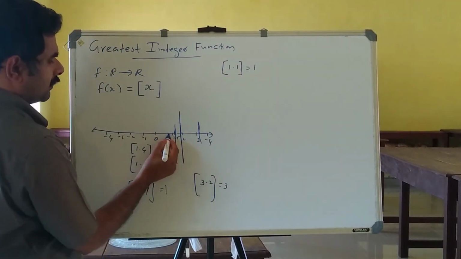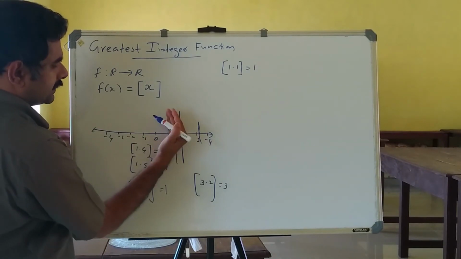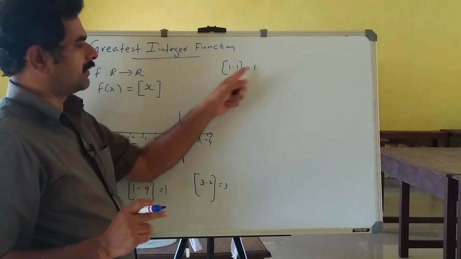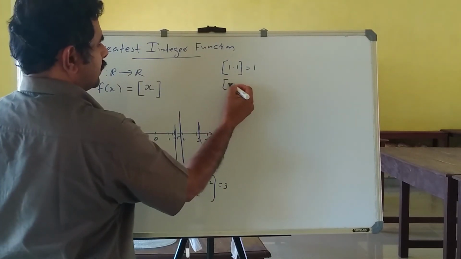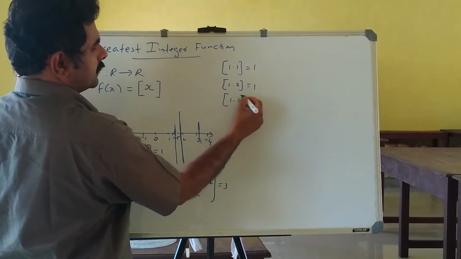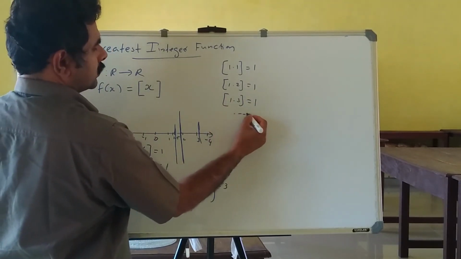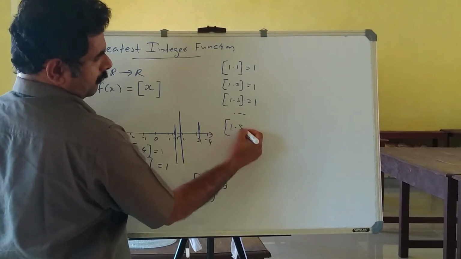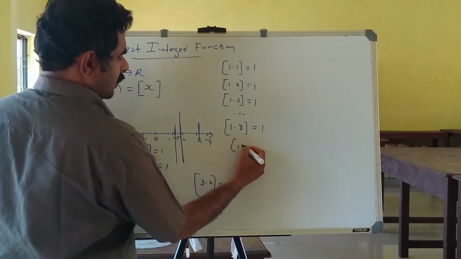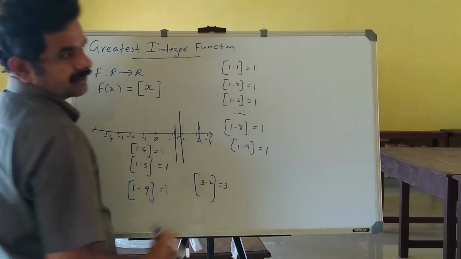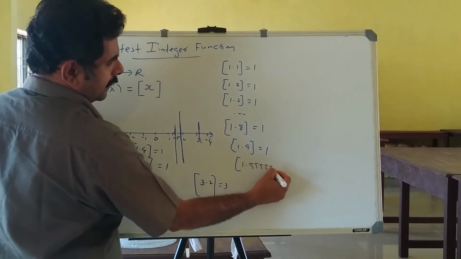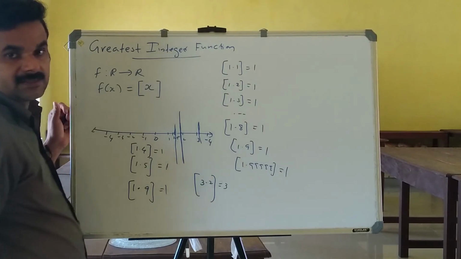Generally, what is the greatest integer value of 1.1? 1.1 is here. Up to this, the biggest integer is 1. So, greatest integer value of 1.1 is equal to 1. Greatest integer value of 1.2 is 1. Greatest integer value of 1.3 is equal to 1, and so on. Greatest integer value of 1.8 is 1. Greatest integer value of 1.9 is 1. Greatest integer value of 1.9999 is 1, isn't it?